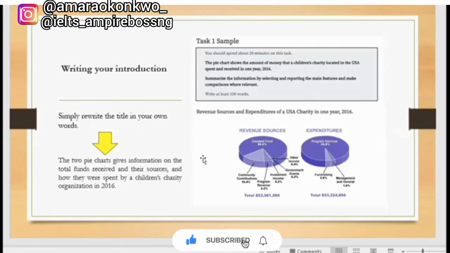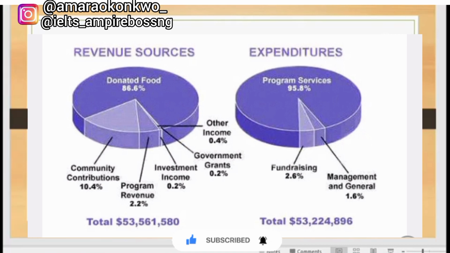Now, they've told us that, okay, charity organization in 2016, that this is the total amount of money that they received, and then the amount of money that they spent. The pie charts, you see that there are 2 pie charts here. One pie chart shows the different ways they were able to source the total amount of money, how they sourced their revenue. Understand? Then how they spent. The second pie chart shows how the expenditures were made, what they spent it on.